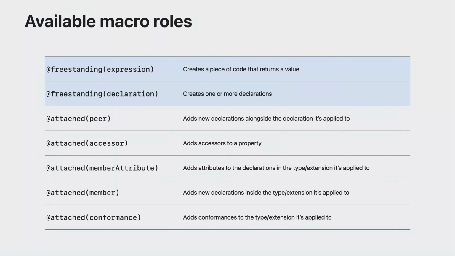There are two roles that create freestanding macros: expression and declaration. And there are 5 roles that create attached macros: peer, accessor, member attribute, member, and conformance. Let's take a look at these roles and when you might use them. We'll start with the freestanding expression role.